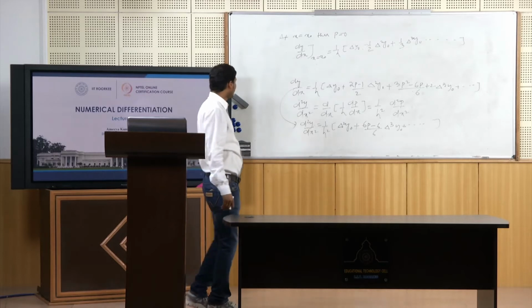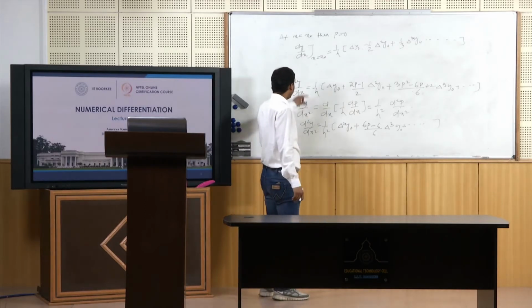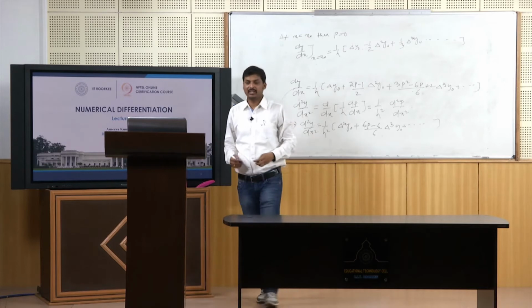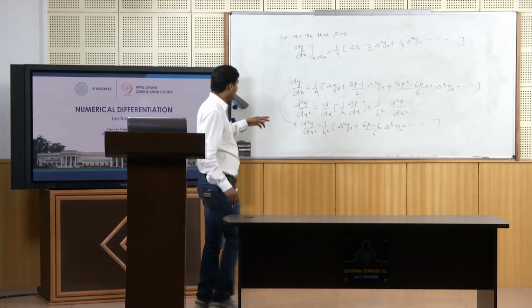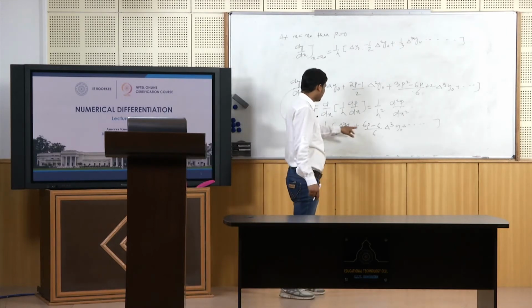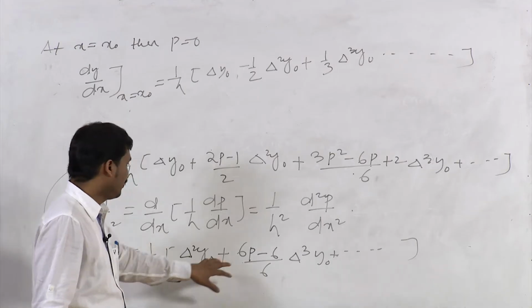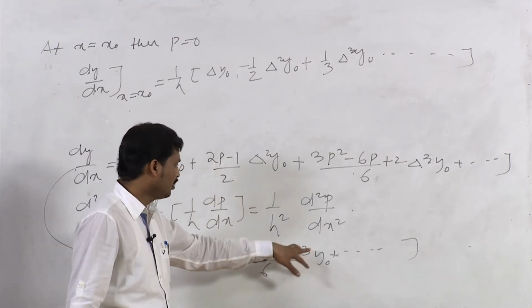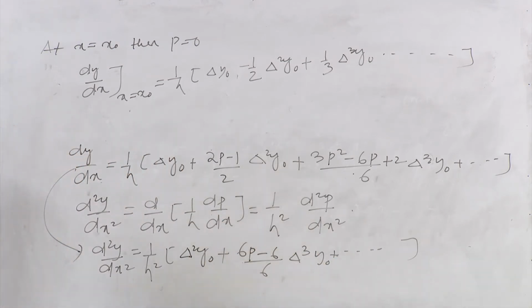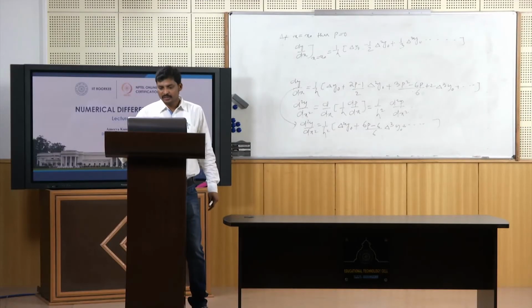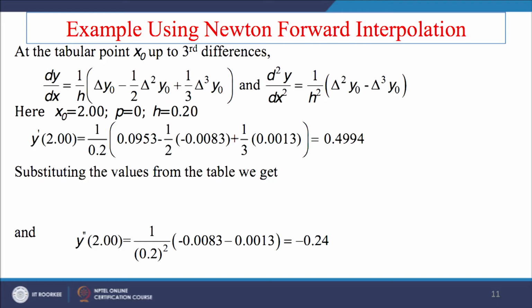Similarly, if it is asked to compute d square y by dx square at x equals x0, then this formula can be written in the form like 1 by h square. Here we are obtaining p equals 0, so this can be written as delta square of y0 minus delta cube of y0. All other points can be considered in the same fashion. So, it can be written as 1 by h square, delta square of y0 minus delta cube of y0 plus 11 by 12 delta fourth of y0 minus, and all other terms.